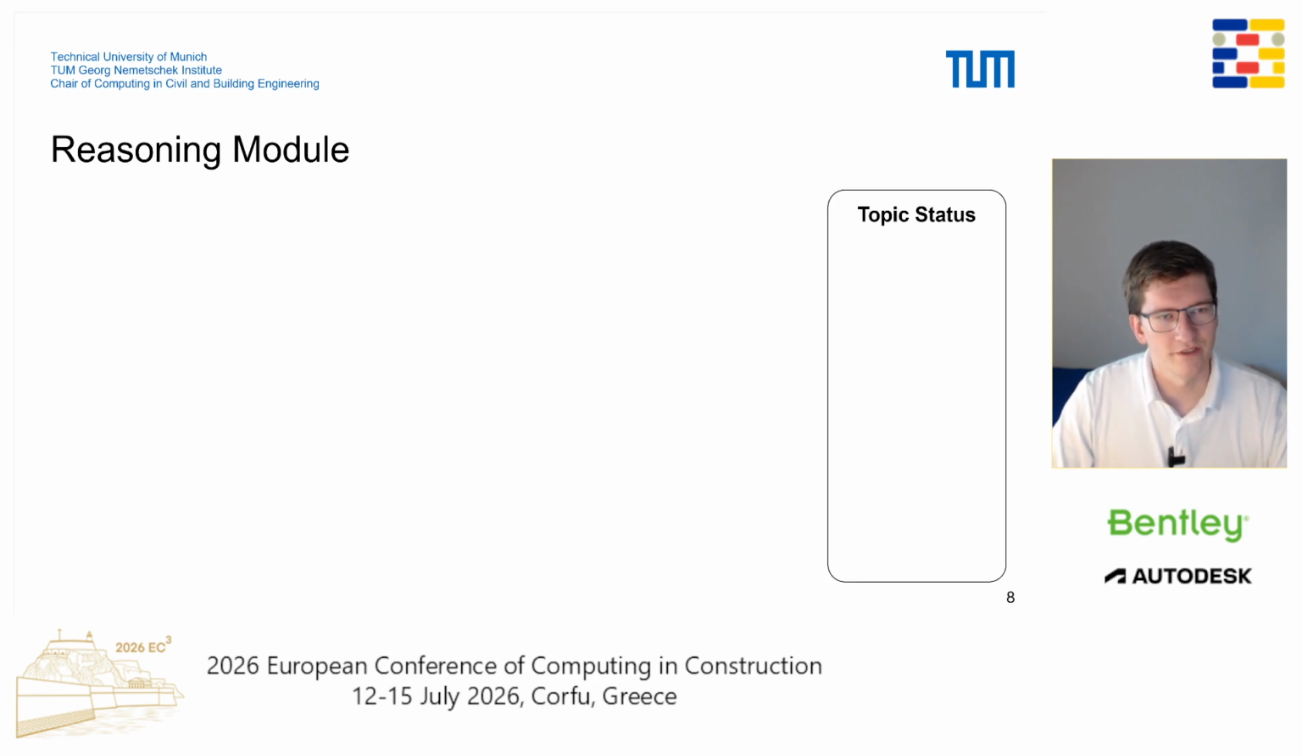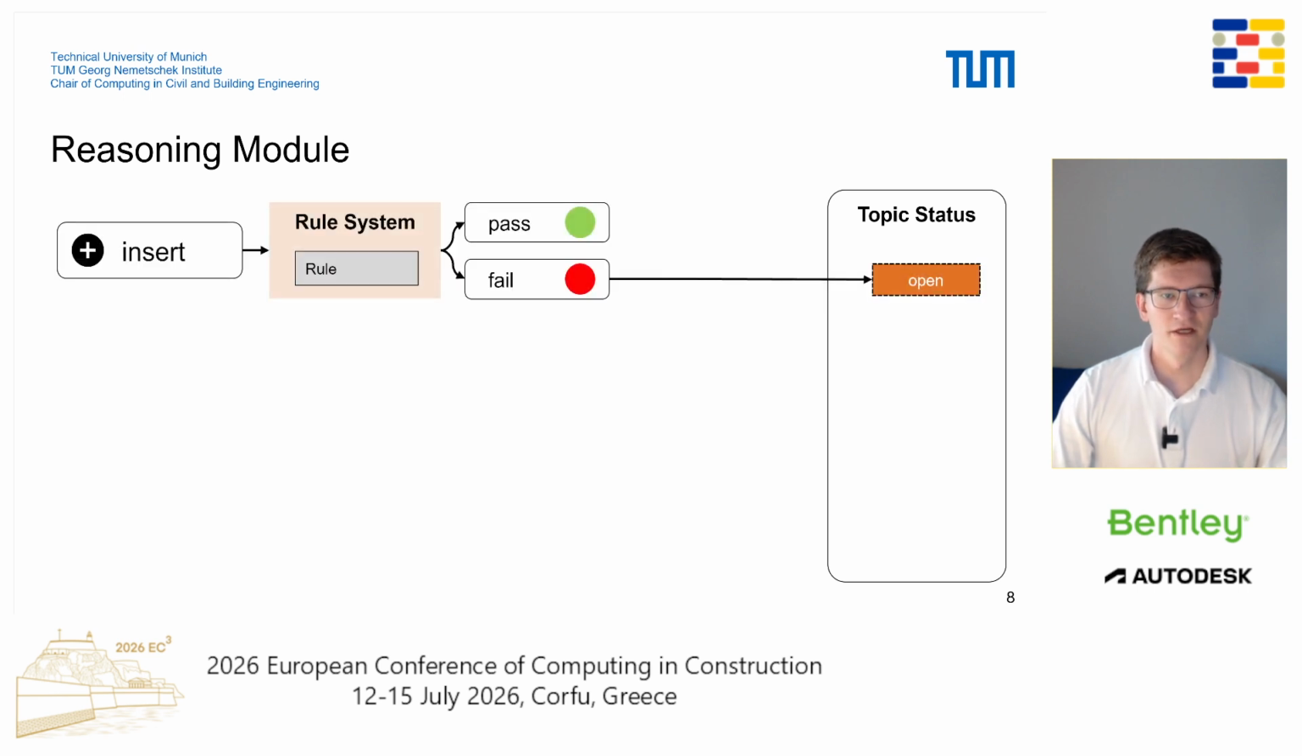If we have done this, we can move on to the reasoning module, which then links the results that come out of the rules to the respective topics. For this, we can actually look into three main categories. On the one hand, we can say if there are new elements being inserted into the model, we select, of course, those rules that need to be applied to these new elements. If they pass the rules, everything is fine. If they fail, this is a clear indicator that we actually need to open a new topic or a new issue.